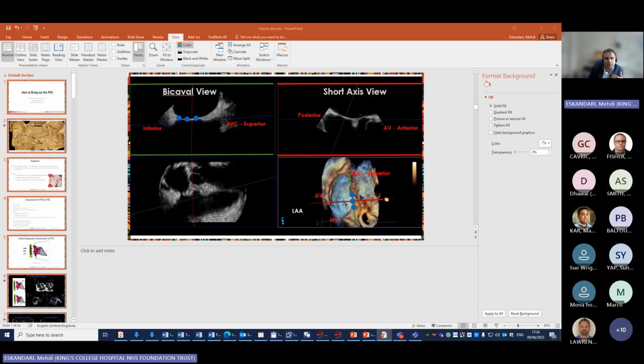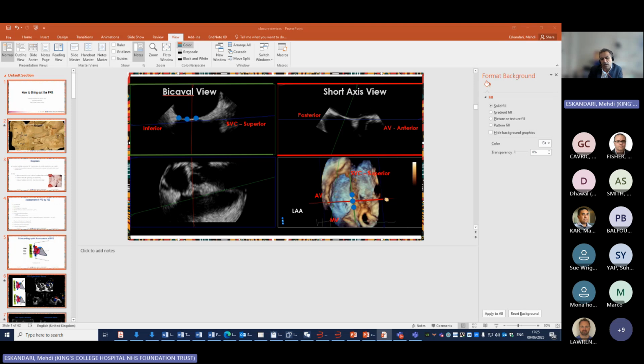So what this means is when you are aiming for transseptal puncture, if you puncture, for example, here, let me just go to the end of the video again. If you puncture there, which is the top of the fossa, if you puncture in the mid and in the bottom part, there are different implications. So with all three punctures, you have the same distance from the aortic valve and mitral valve.